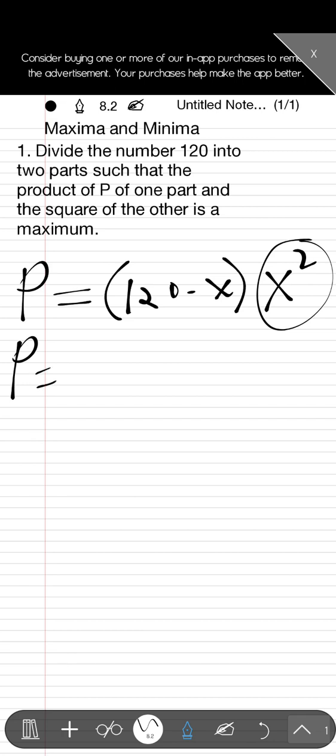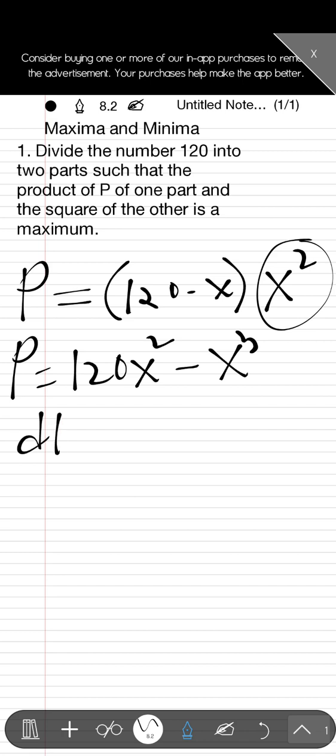dp is equals to 120x squared minus x cubed. Okay. So, yan na, no? So, that's the time pwede na tayo mag-derive. Derivative of p with respect to x, di ba? That is dp over dx equals derivative of 120x squared.